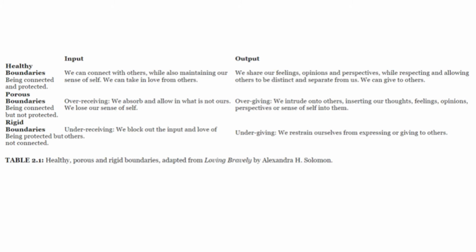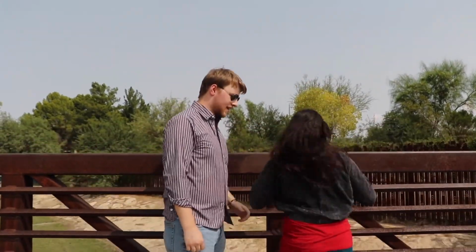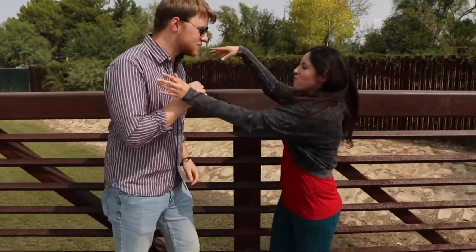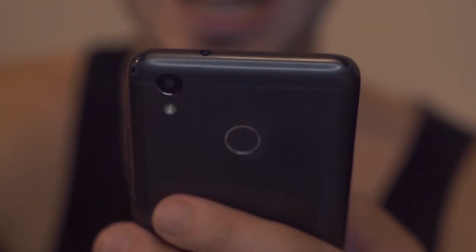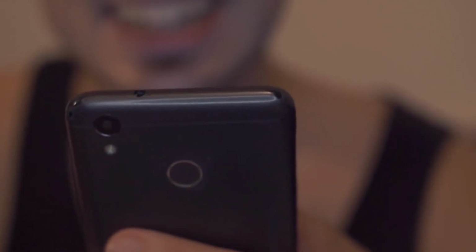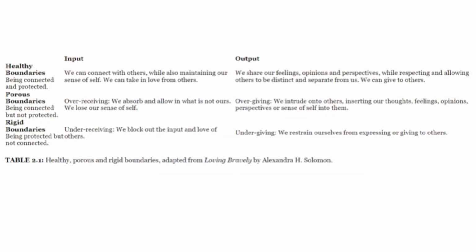Porous boundaries are being connected but not protected. On the input side, what that looks like is over-receiving. We absorb and allow what is not ours. We lose our sense of self. People's problems become our problems. On the output side, it's overgiving. We intrude into others, inserting our thoughts, feelings, opinions, perspectives, or sense of self into them. What we think, we want that to become what other people think.